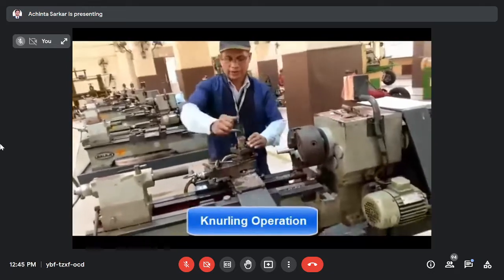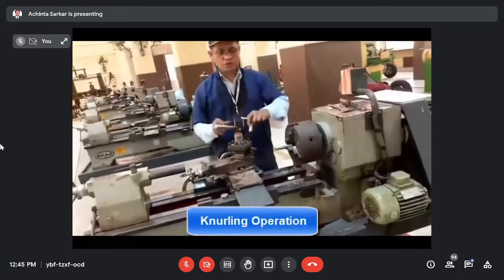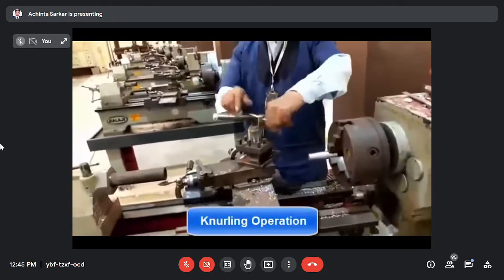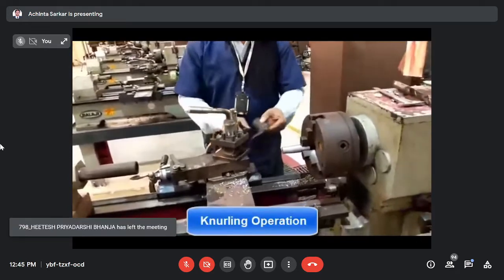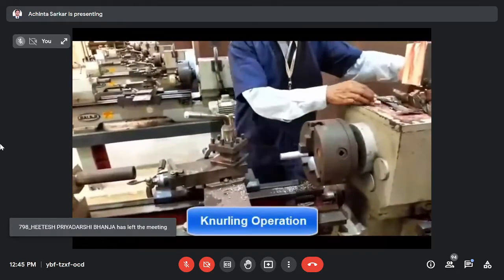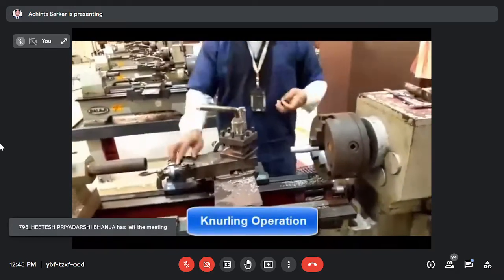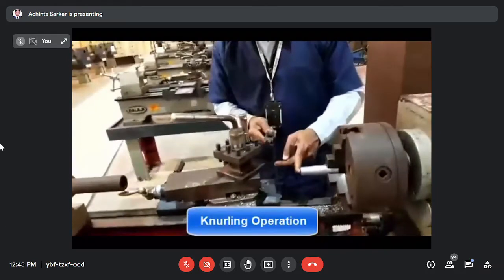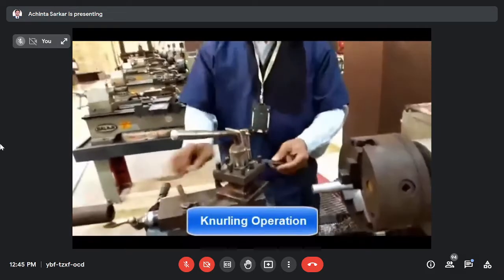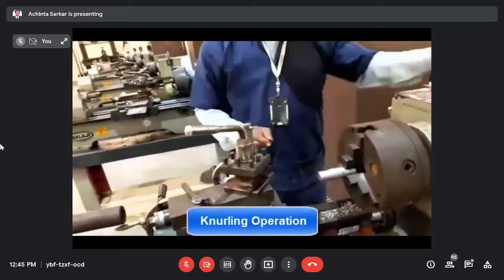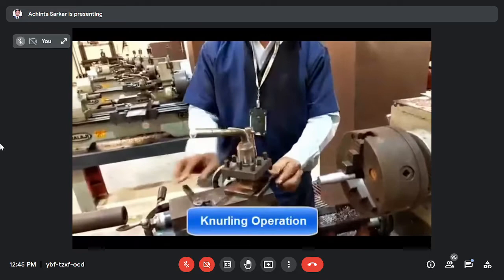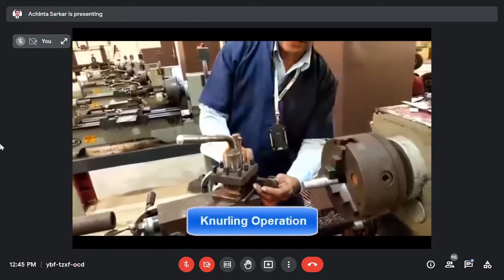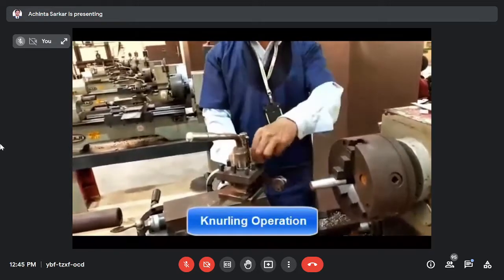See here how to do it. I am going to loosen this tool and set it. So in this way, this knurling tool, these rollers should be set at the proper center to the axis of the workpiece, and taking the tool under, set the cutting tool to the proper center.